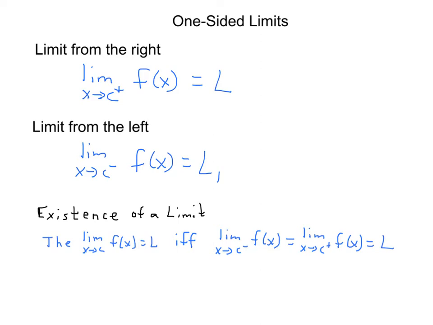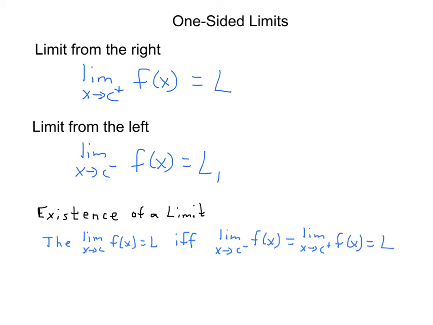And what this really comes down to is that in order for the limit of a function to exist, that limit will only exist if and only if the limit as x approaches c from the left and the limit as x approaches c from the right are equal to the same number. In order for that limit to exist, the two values that I'm approaching as I come from the left and from the right must be equal.